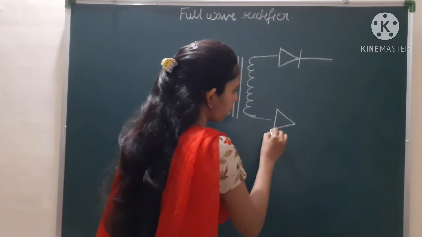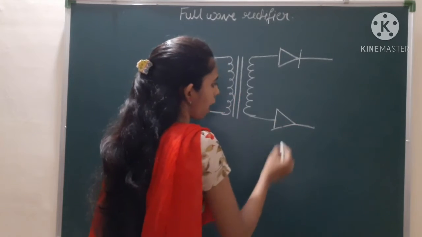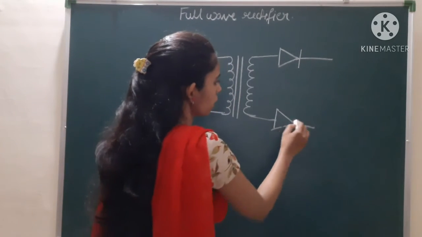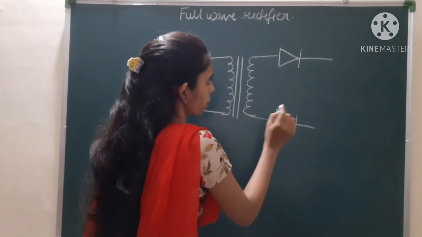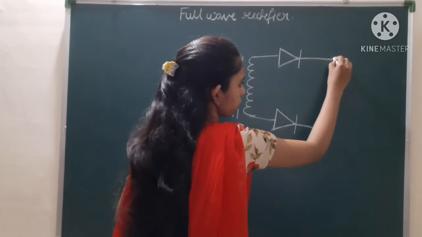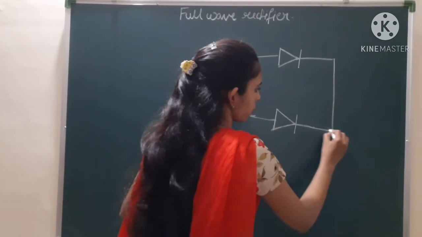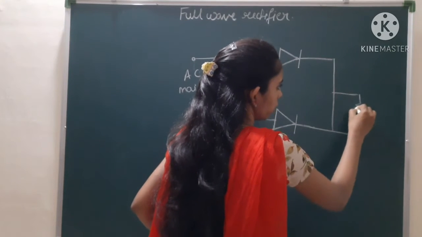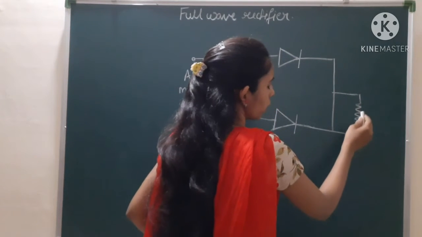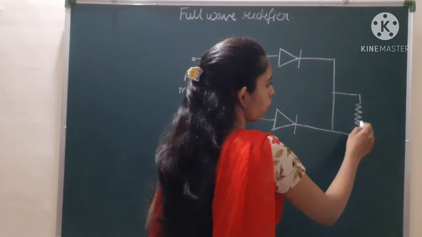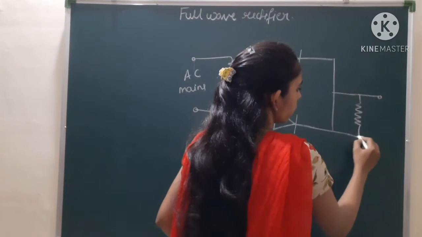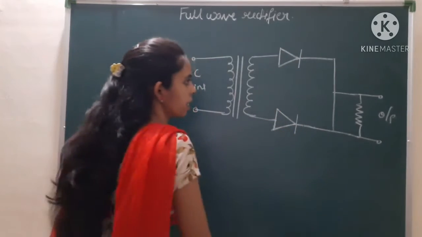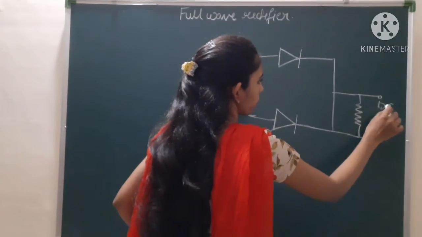This is the second diode we are going to use. In the half wave rectifier we were using only one diode, so therefore we are going to use two diodes here. Then this is now connected to the voltage regulator, this is connected to the load resistance, and here you will get an output. Okay, DC output you will get.